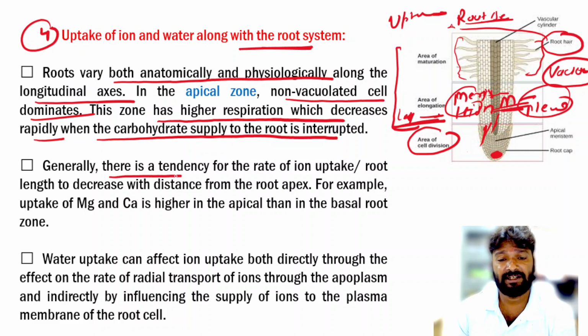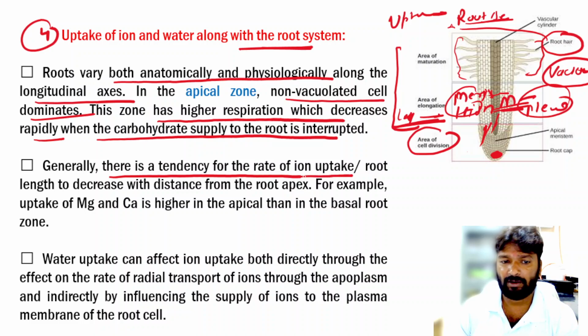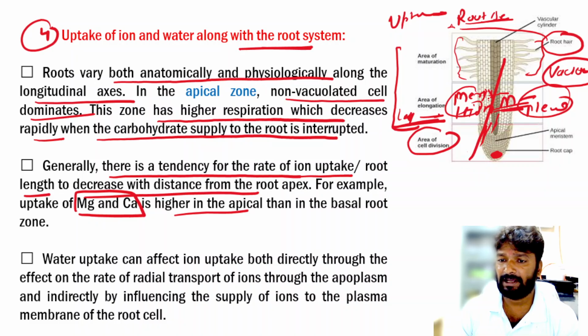Okay, and generally there is a tendency for the rate of ion uptake per root length to decrease with the distance from the root apex. Okay, for example, uptake of magnesium and calcium is higher in the apical portions than the basal portions. Okay, this is a basal portion.